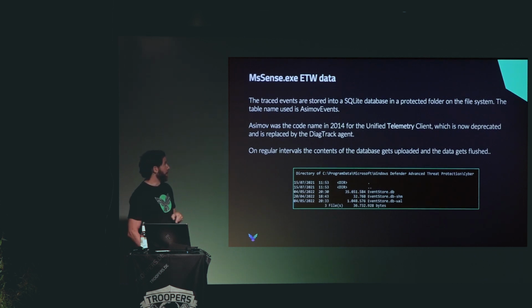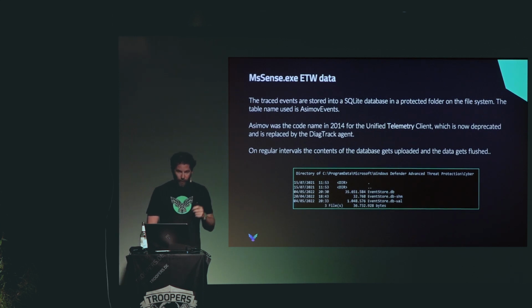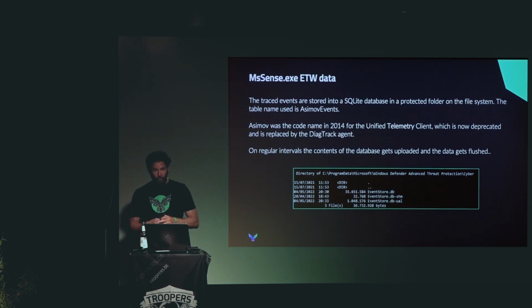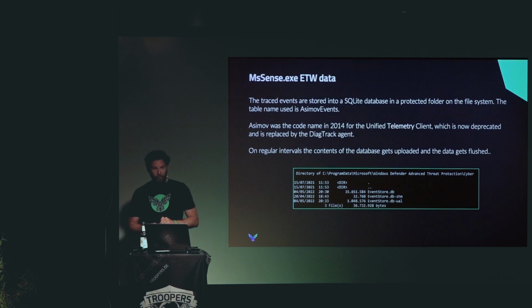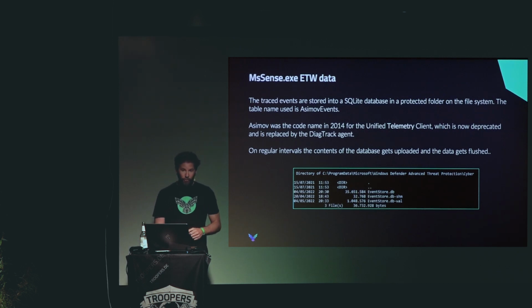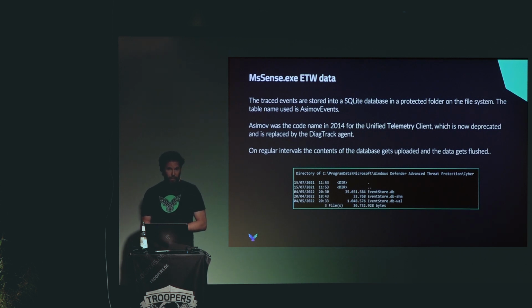And it's interesting that the table is called Asimov events. And Asimov is a sort of Halo reference that is very old, from 2014. That was there for the unified telemetry agent. So it's actually not a specific thing built for the Defender process. And it got replaced somewhere, I don't know when. Later, it got replaced by the DiagTrack agent, which is probably more familiar for some people.